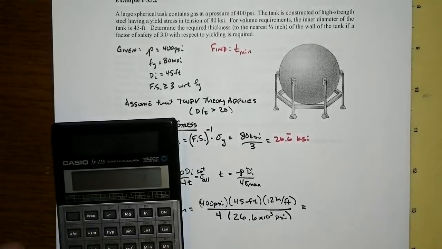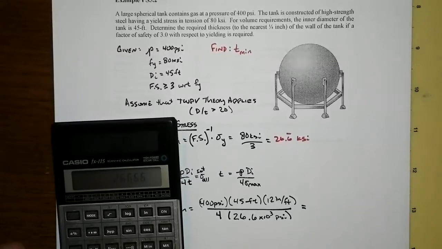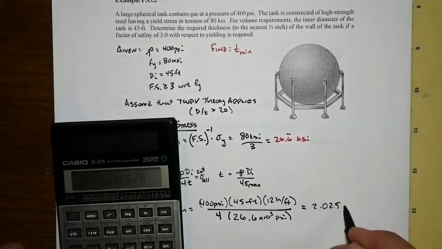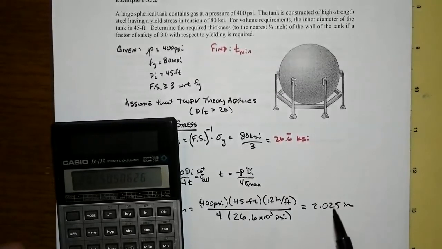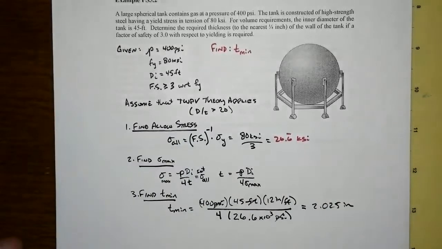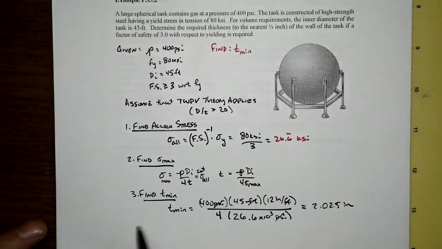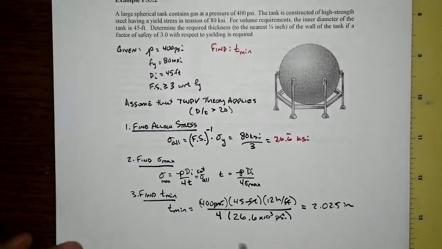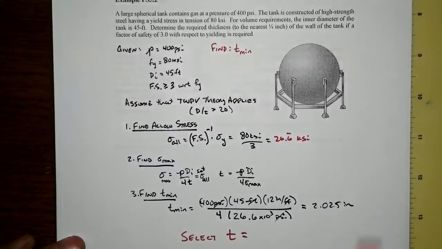I did that math wrong. 400 times 45 times 12 divided by 4 divided by 26,666 equals 2.025 inches. Oh, that's too bad. Not quite 2 inches, so we're going to have to increase that. So our selected wall thickness is going to be then 2 1/4 inches.